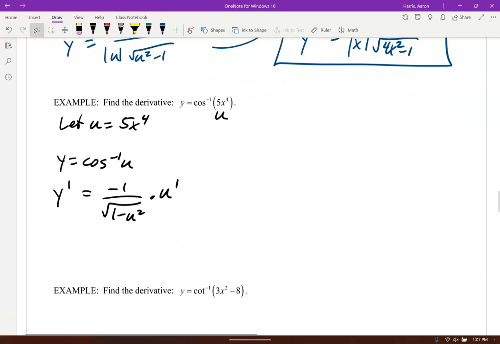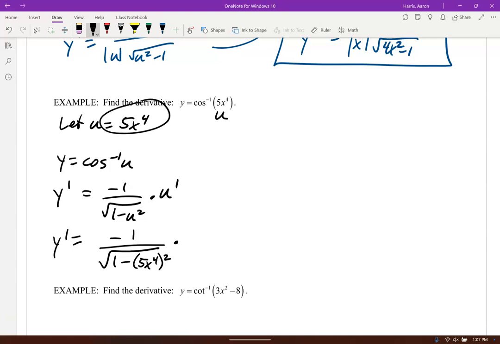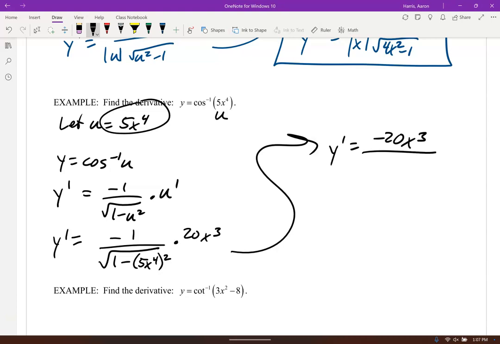When we take this arc cosine, y prime would be negative 1 over the square root of 1 minus u squared. U is our 5x to the 4th, that's squared, times chain rule, derivative of the u, which would be 20x to the 3rd. Clean that up. Negative 1 times 20x to the 3rd, negative 20x to the 3rd over square root of 1 minus 5x to the 4th quantity squared. So that'd be 25x to the 8th.